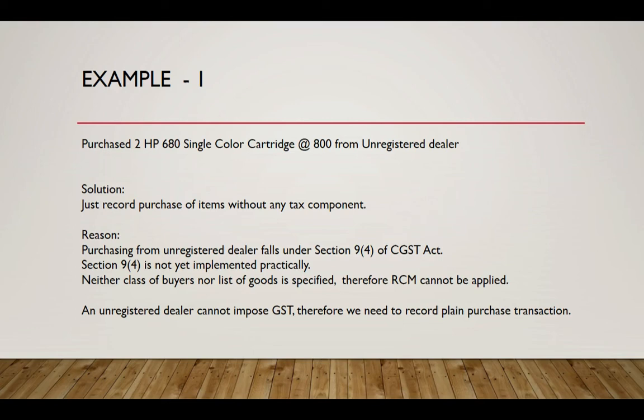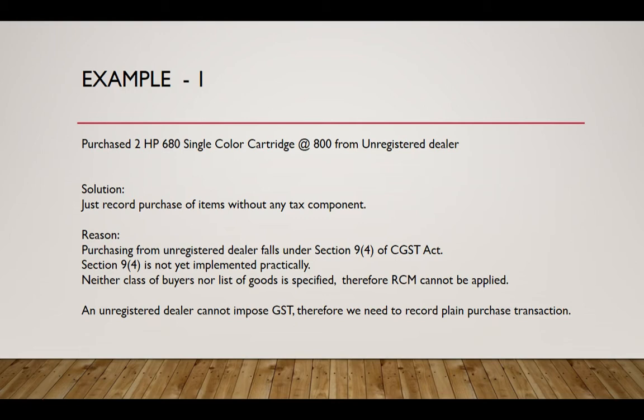In this video, I will show you how to record this entry, which is a purchase from an unregistered dealer. Over here, we are buying two cartridges for ₹800 from an unregistered dealer. Since we know that purchase from an unregistered dealer falls under subsection 4 of section 9, and that section has not been implemented yet, right now we just need to record a plain purchase entry without any tax component.